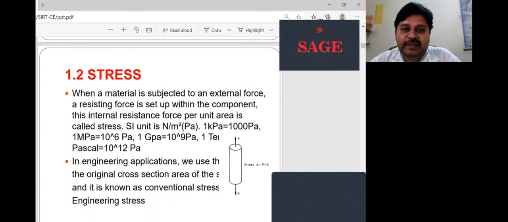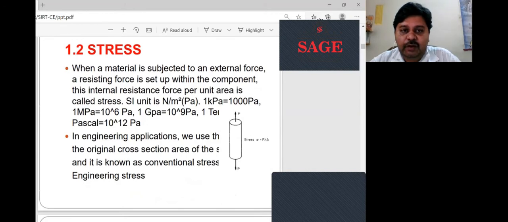Now we come to stresses. If we talk about stress, the general formula is stress equals force upon area. This is the mathematical formula. But if we talk about the definition, stress is defined as the resistance offered by the body against the external force per unit area.